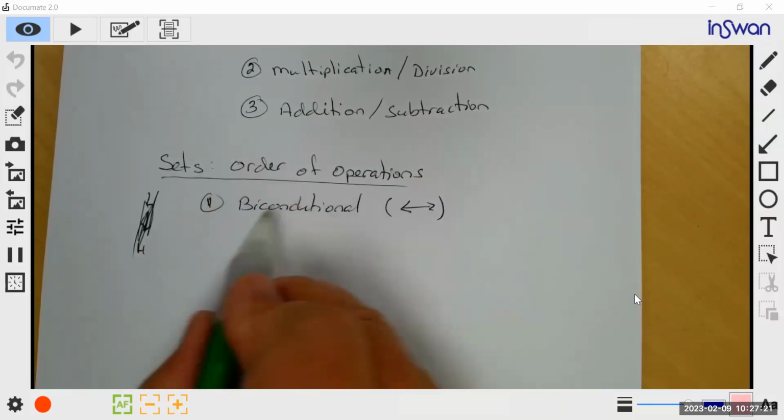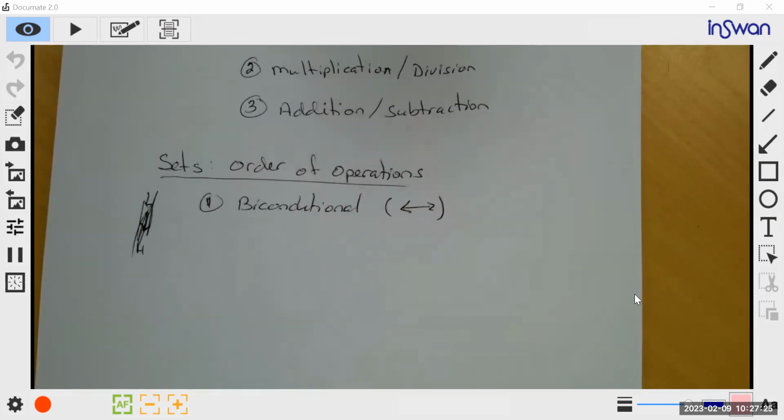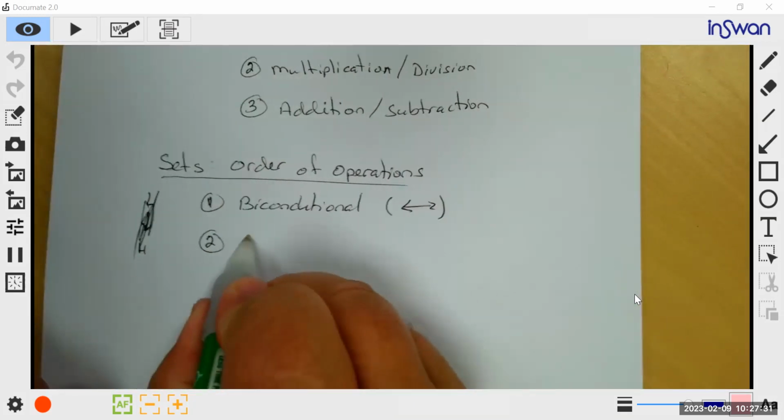That's the most important because it has to do with both of them. You have two statements in one, so that's the most important. You do that first. Then you do conditionals.